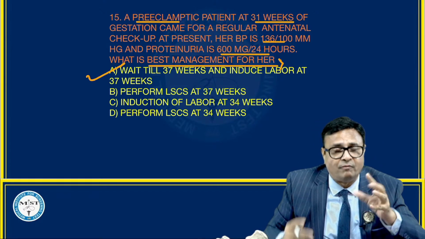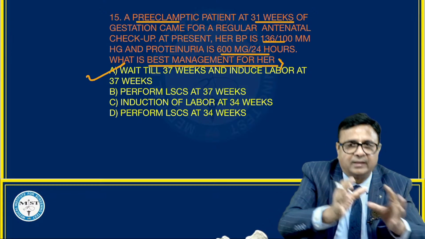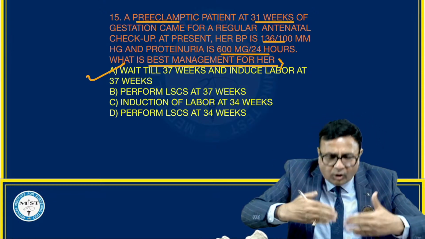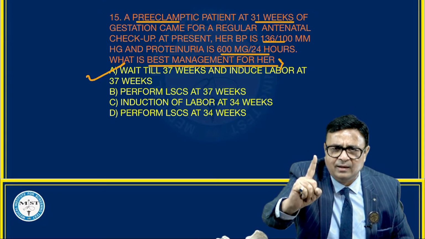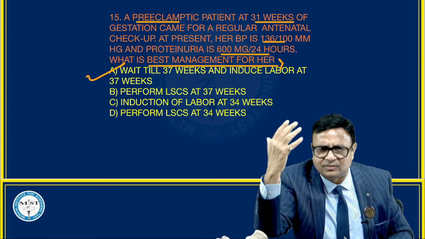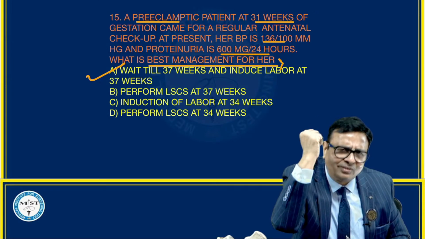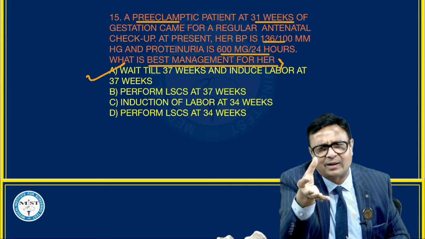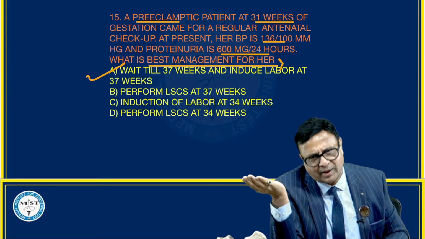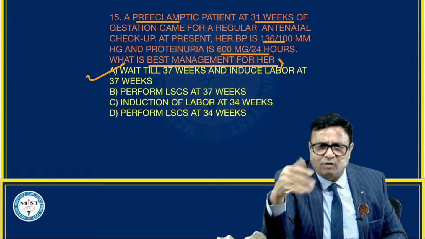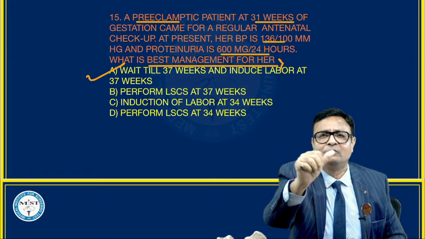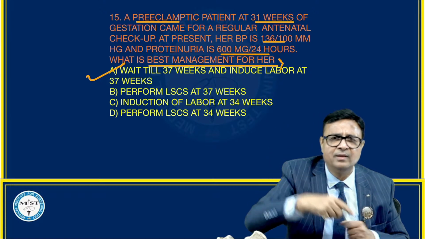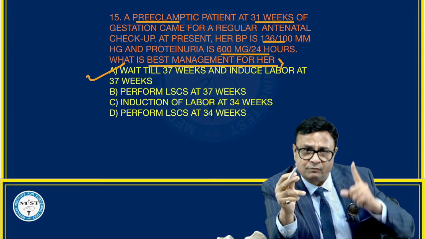See whether this is preeclampsia or eclampsia, which mode of delivery is preferred? Vaginal. Why don't we want to go for cesarean section, beta? She is already in distress. Why do you want to put her through unnecessary complications of anesthesia? So which mode of delivery is preferred? Vaginal. So LSCS is out of the question.